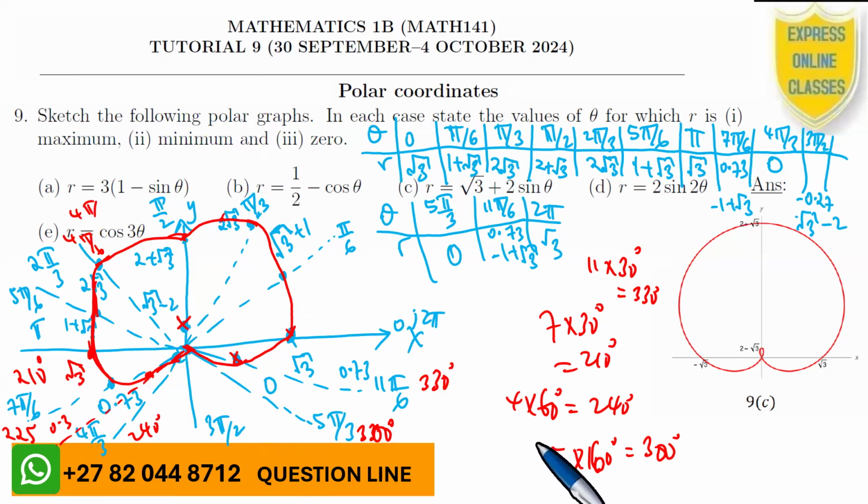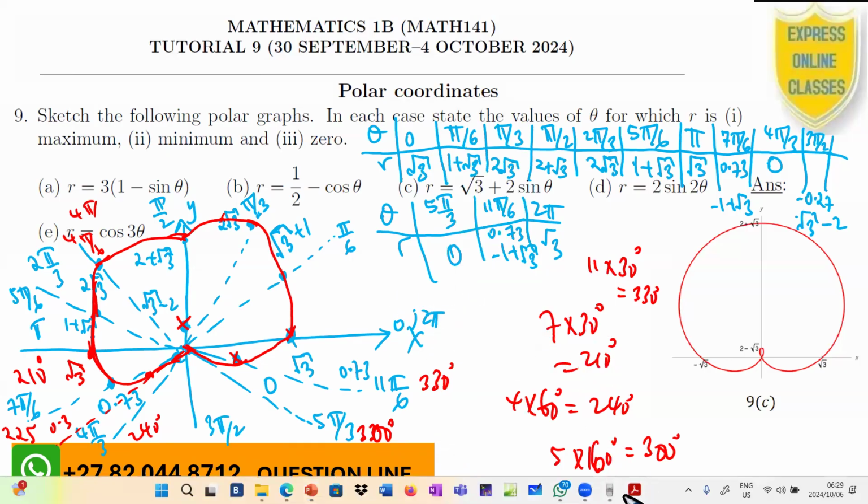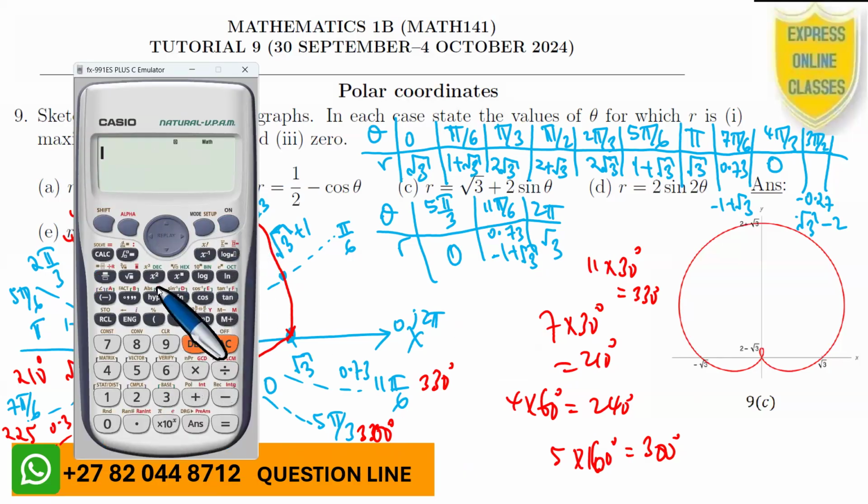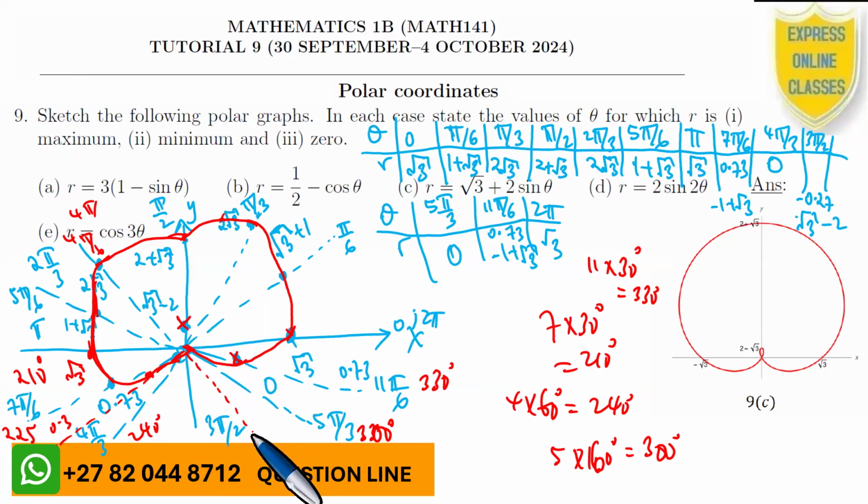Now you examine even more angles, like the angle between 270 and 300. You take 285. Okay, so you have 285, which is the square root of 3 plus 2 times the sine of 285. Good. So you can see that at 285 degrees, we have minus 0.2. Minus 0.2, it's going to be here, making these like this.